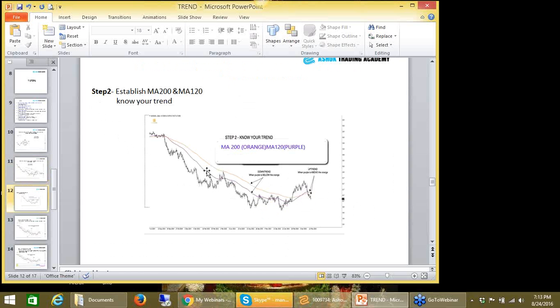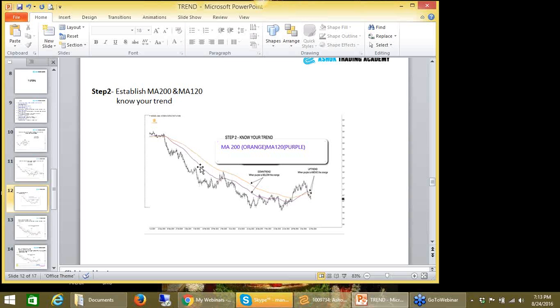Step number 2. After these, you put the MA 200 and MA 120. MA 200 is the orange color, you put the MA 200 in orange. MA 120 is purple color. Now you can see the 2 moving averages. The purple is below the orange line, which means the trend is a downtrend.